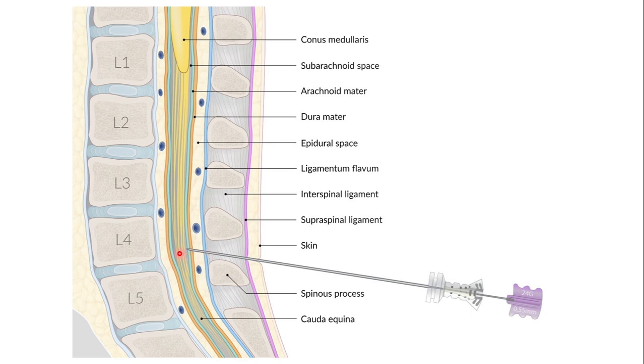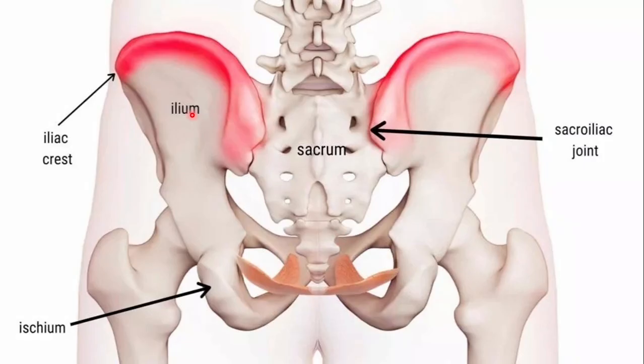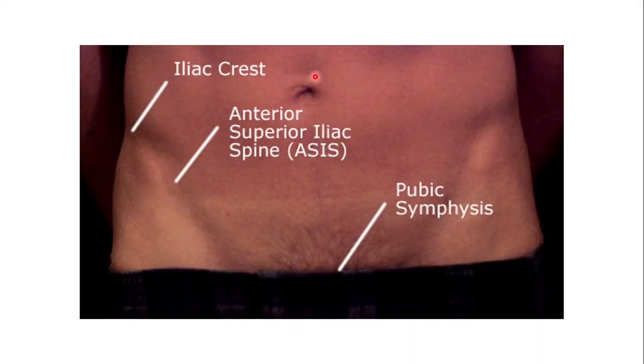Now, how do we localize that level? We look at something called the iliac crest here. The highest portion of the iliac crest, if we draw a line to the back, that's the L4 vertebra. And we can insert the needle below that just a little bit. Okay, so this is the iliac crest here in the surface anatomy.